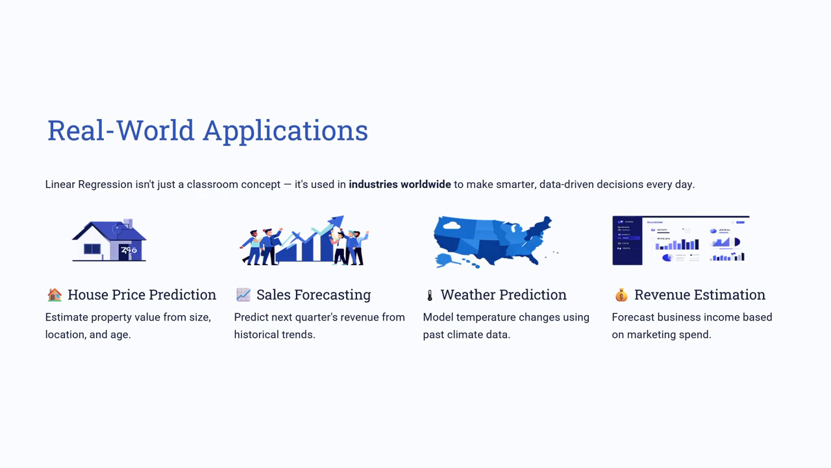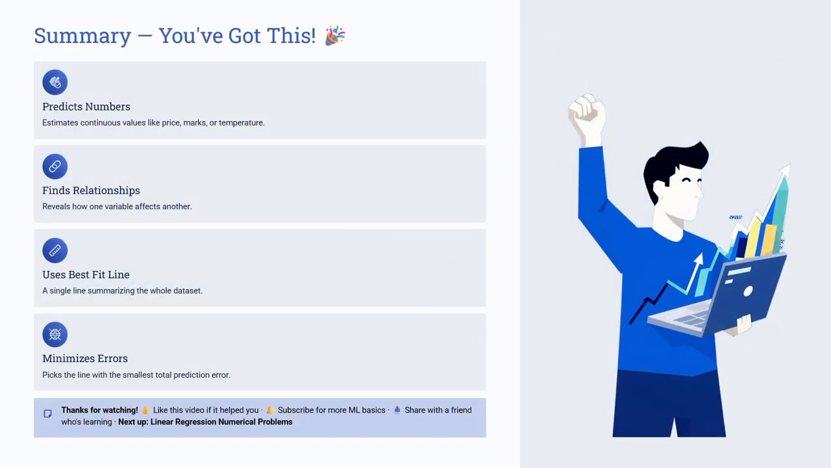Let's quickly recap everything. Linear regression predicts numerical values. It learns patterns from data. It draws a best fit line. It uses the line to make predictions. It tries to minimize the prediction error. Linear regression is one of the first machine learning algorithms every data scientist learns.